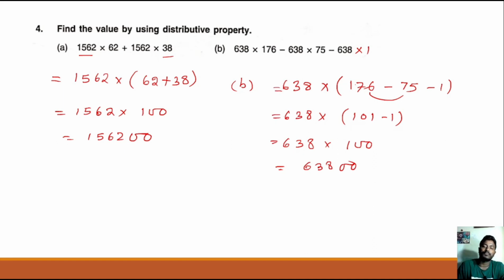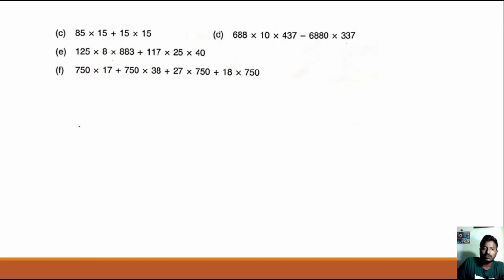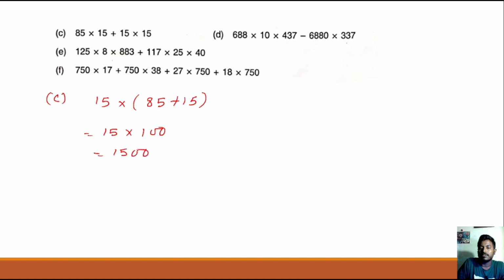Okay, next question, question number C. Here taking common as 15, so 15 into 85 plus 15. Now 15 into 100, so 1500.